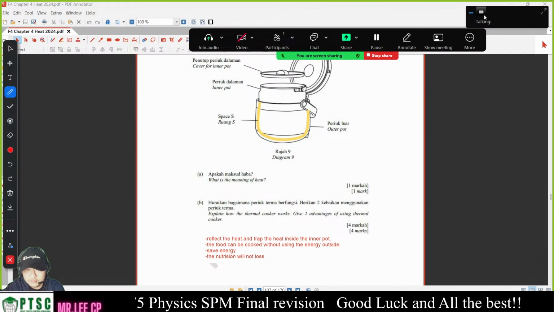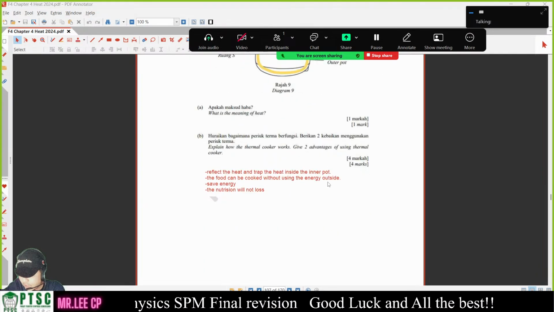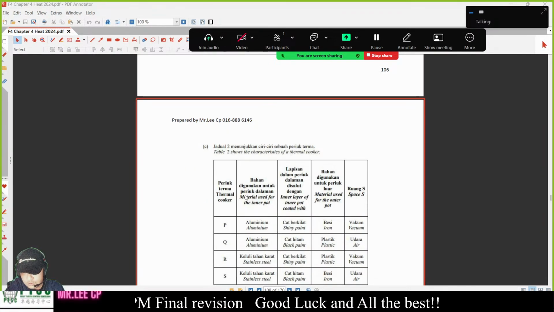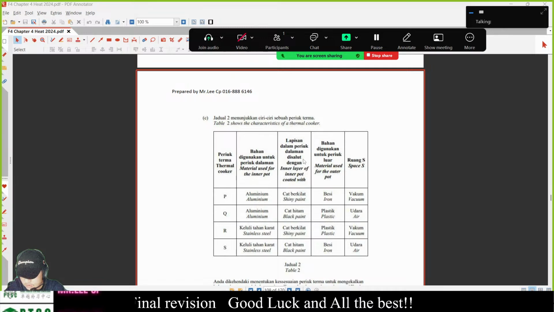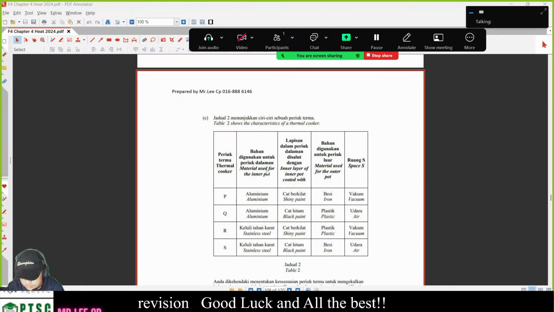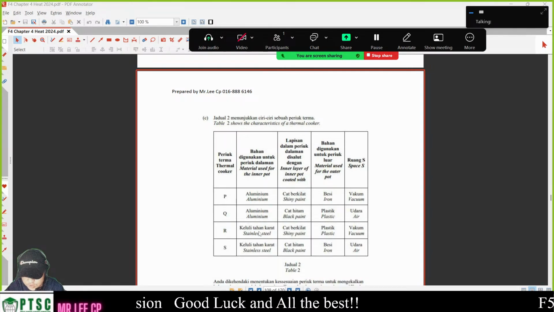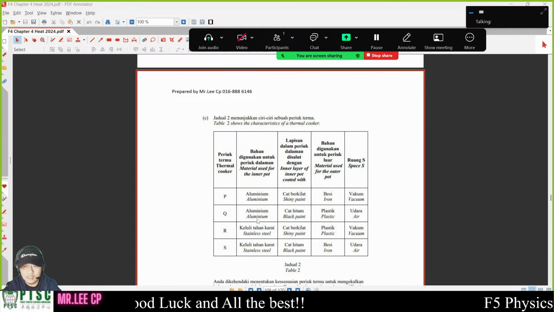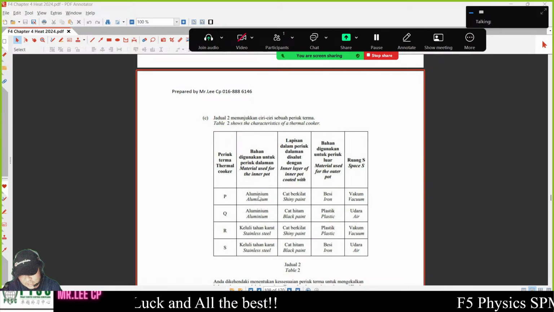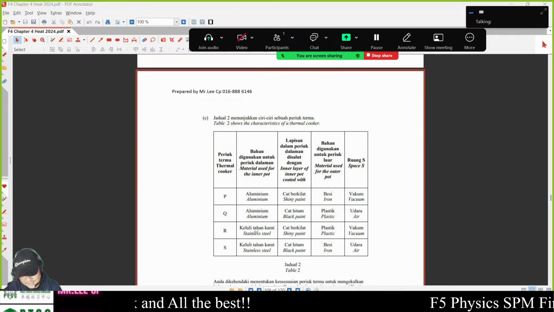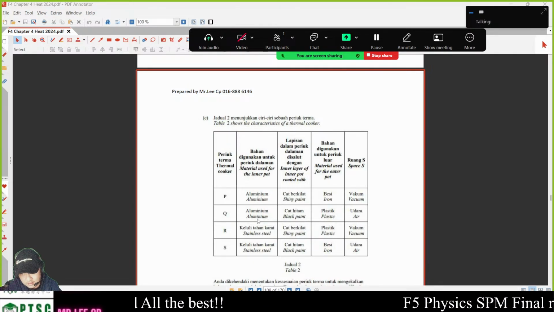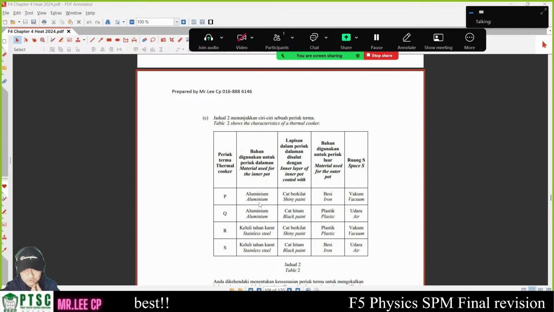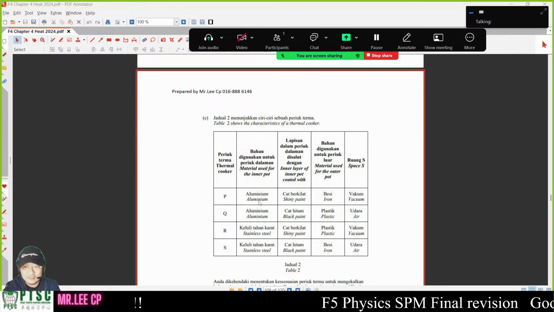So the heat will not escape. With vacuum, heat will not escape. So you know it is vacuum already, only these two. Now left this one. We need to choose the material used for the inner pot, aluminum or stainless steel. Inner pot, I'm not sure yet. If I choose aluminum, it is light. Stainless steel is heavy, but stainless steel will not get rusty. Aluminum does not rust easily, but still can get rust.